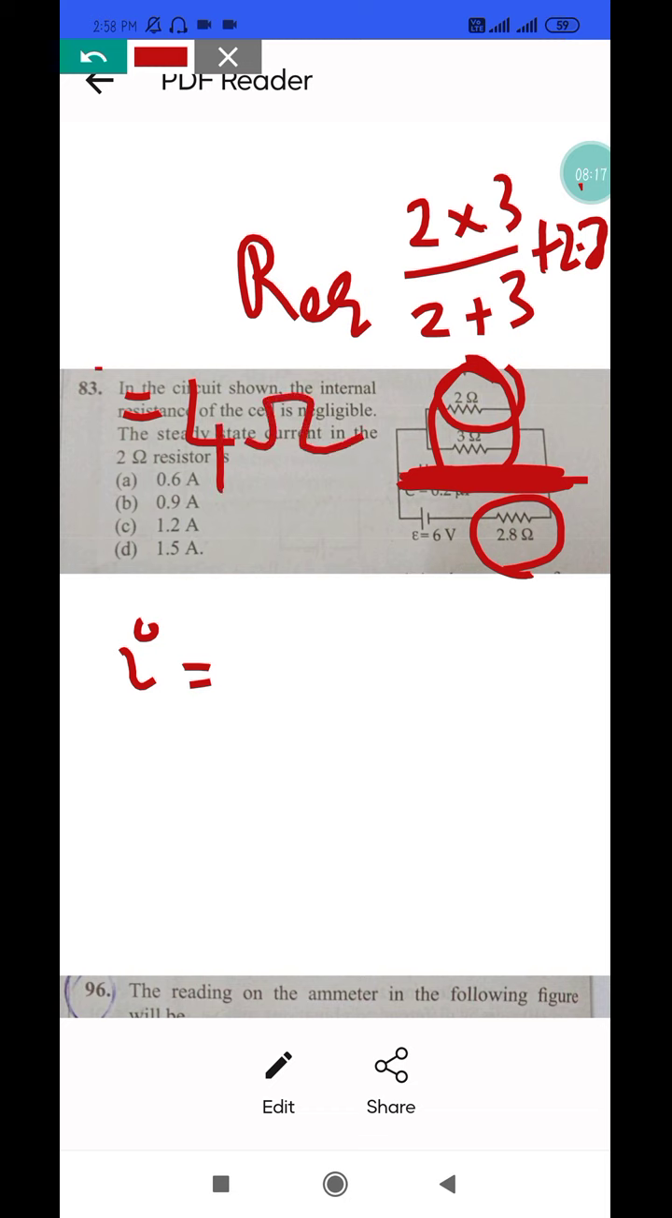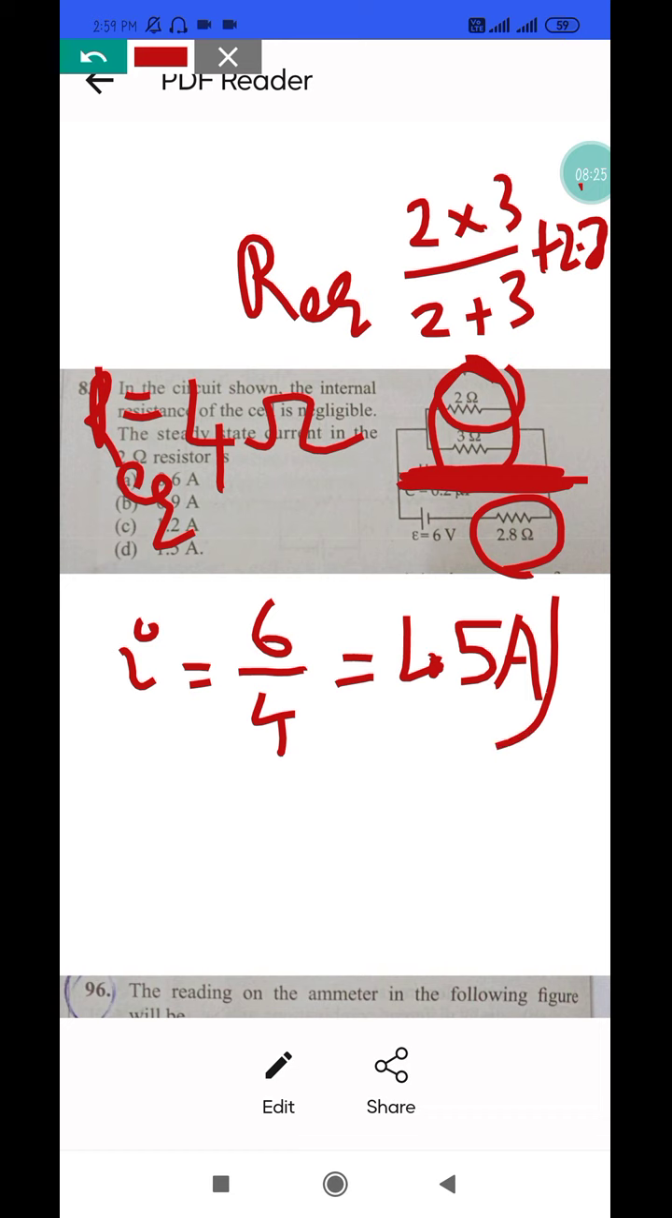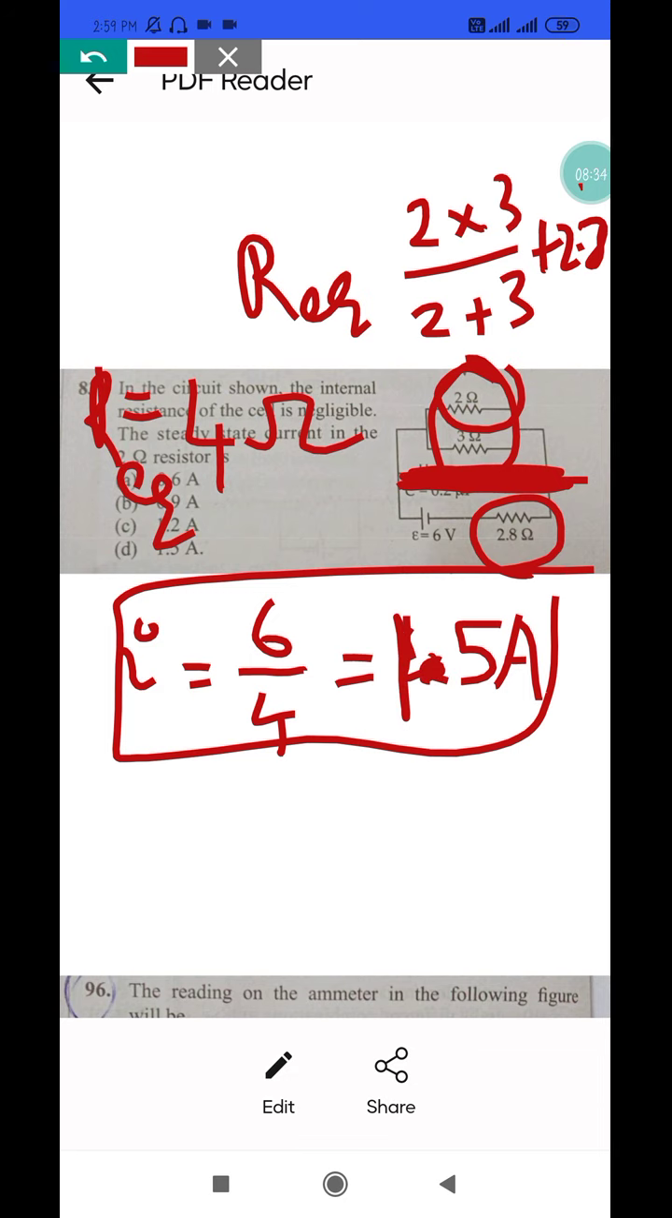Please do check this answer. This is the equivalent resistance. Now the total current, which is 6 by 4, right? So which is 1.5 ampere. So we got the total current, but this is not enough. We need to find out the current through the 2 ohm resistance. Let us do that. So let us keep this aside. This is 1.5.